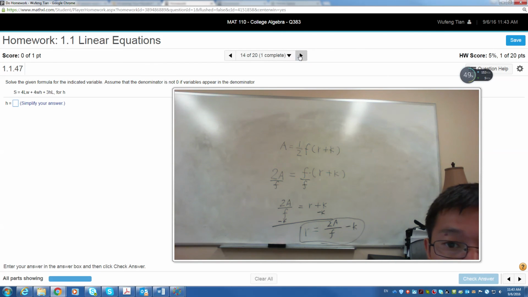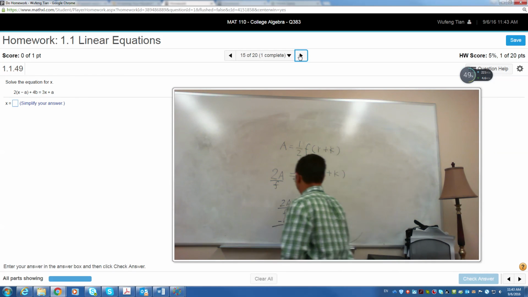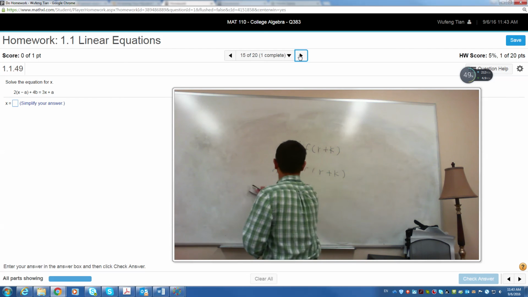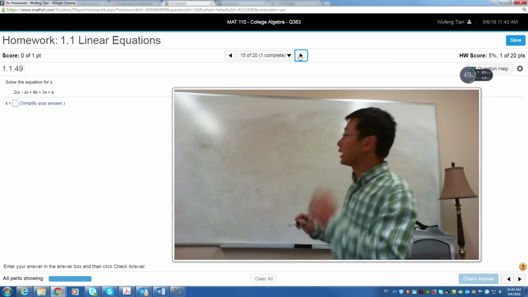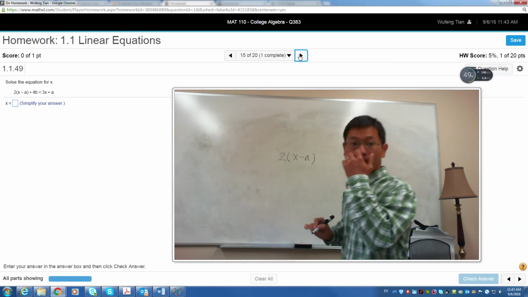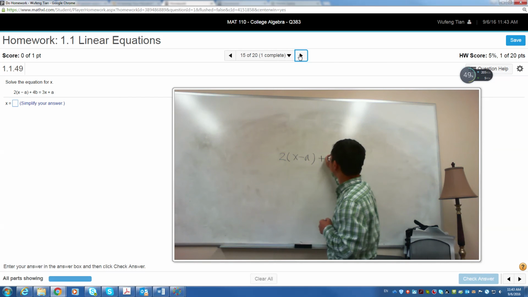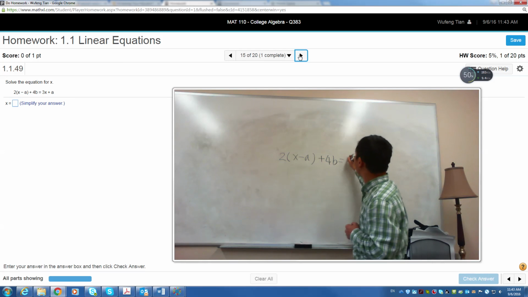This is the same thing. I will skip this one. You practice that by yourself. Solve the equation for x. Basically, you need to isolate x. I'll do it real quick. 2 times x minus a, plus 4b, equals 3x plus a.